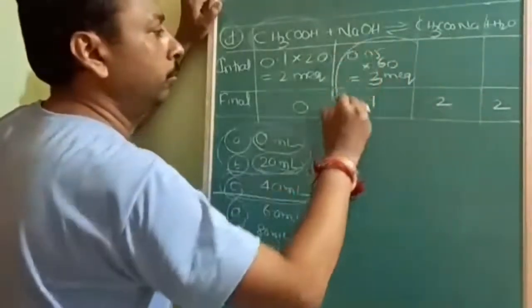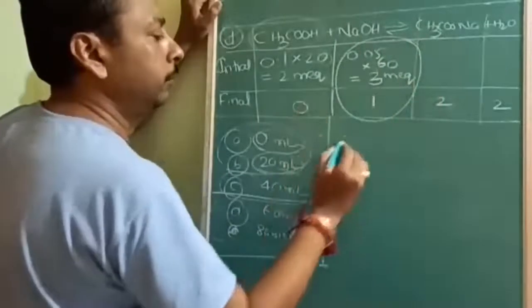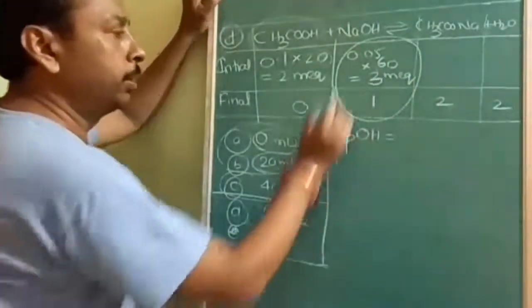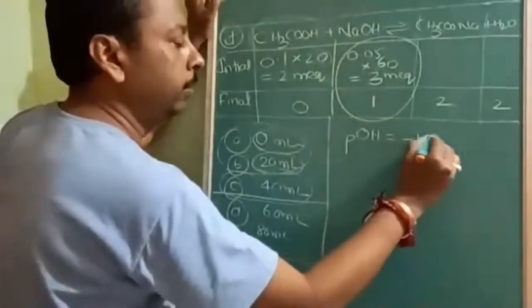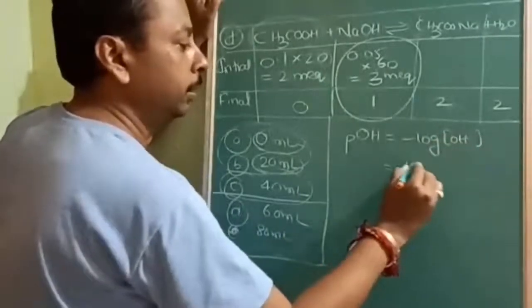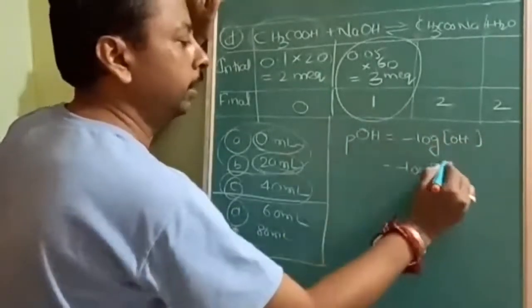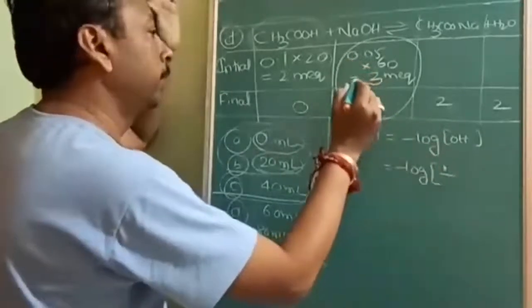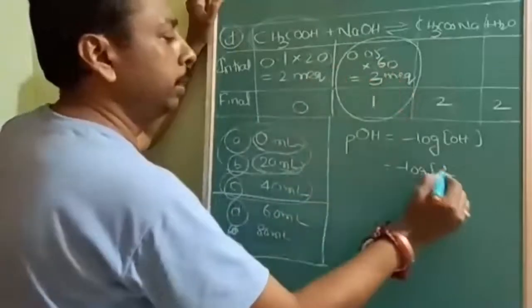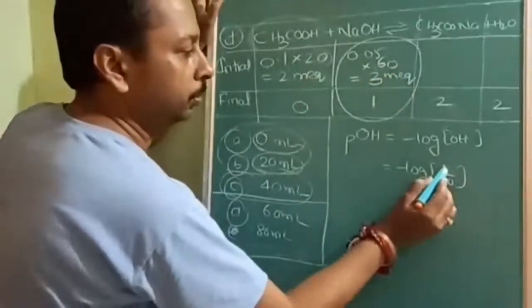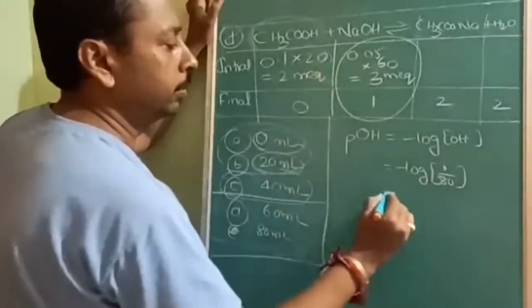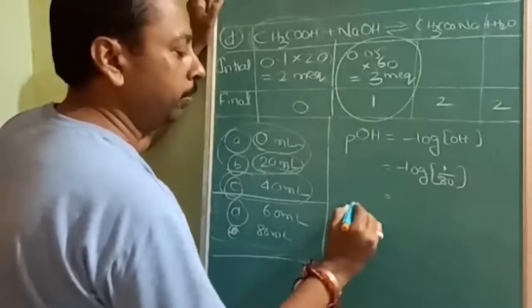So I told you, when strong base is left over, what will you find out? pOH you will find out, because base is left over. pOH is equal to negative log of OH minus concentration. 1 divided by what? Volume is 60 plus 20, 80. Millimoles of OH minus is 1 and the constant volume is 10. So with this you will calculate pOH.